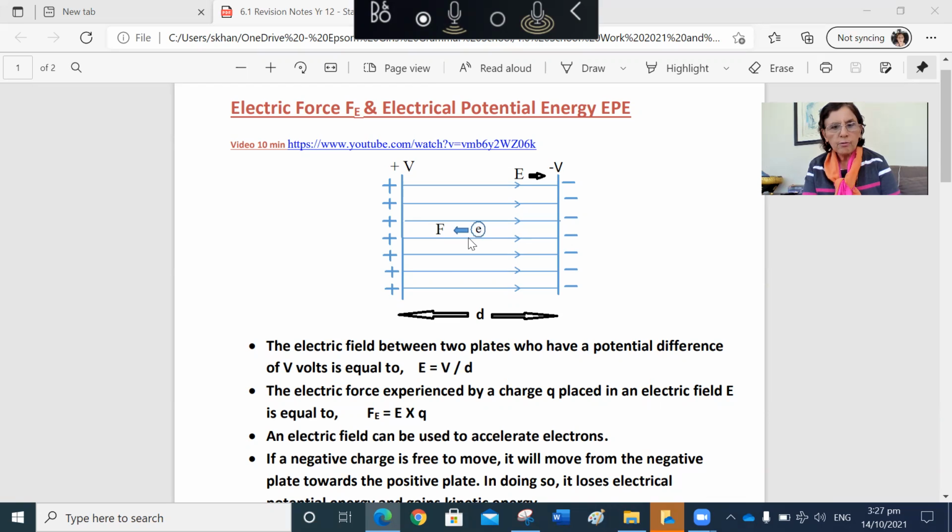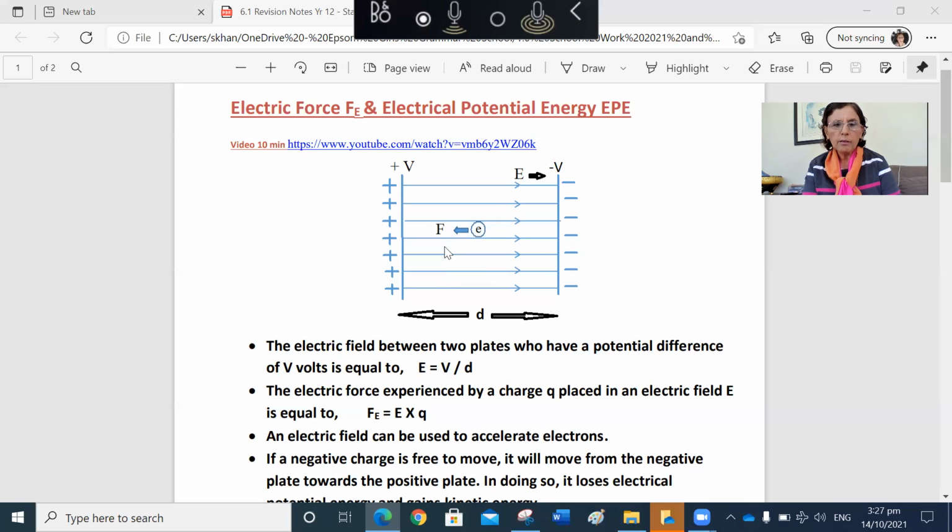Now, the force on this electron, or any charged particle, depends on the electric field strength. If the electric field is stronger, the force will be larger, and it also depends on the size of the charge. If the charge is bigger, then the force will be more.